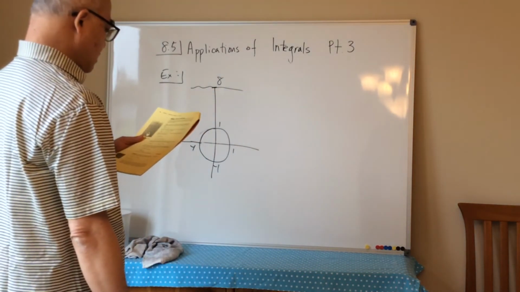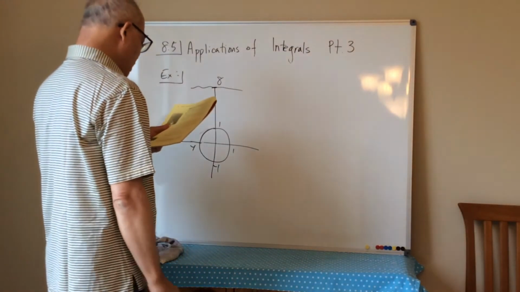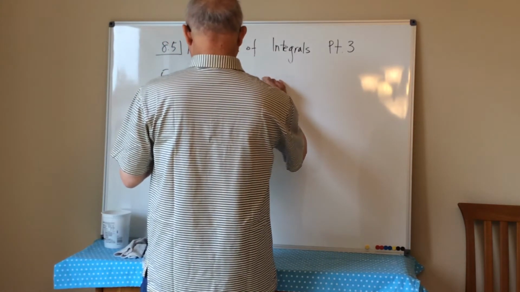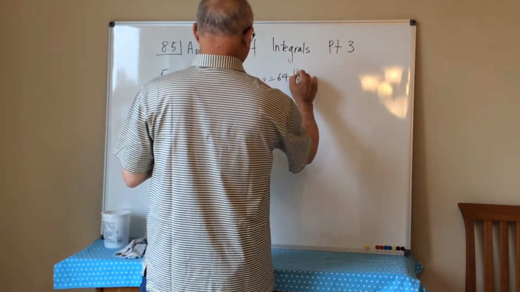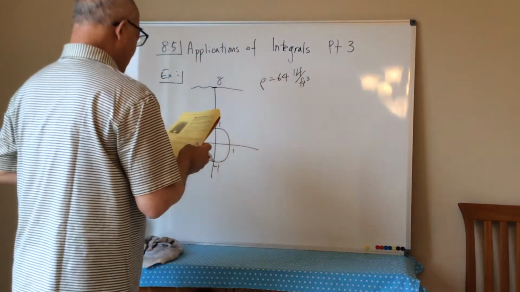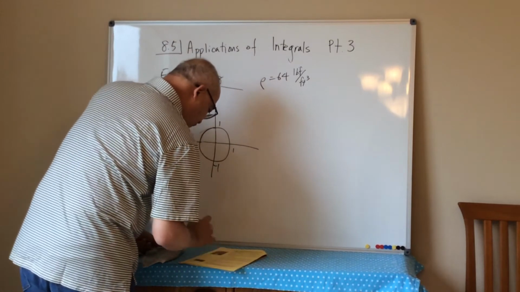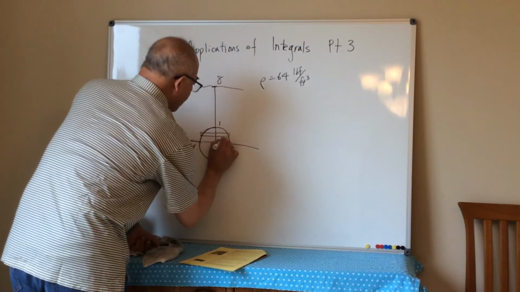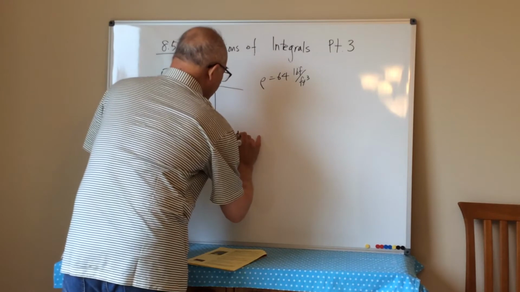Okay, the window is shown. So what is the rho for water? The rho for seawater is 64 pounds per cubic foot. And we're going to find the fluid force on the window. So we're going to go ahead and put a strip like that. This will be dy, the thickness.